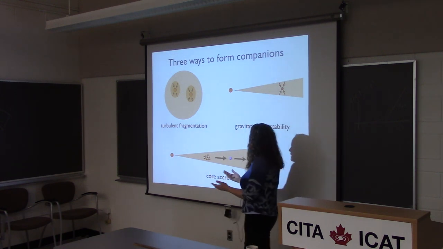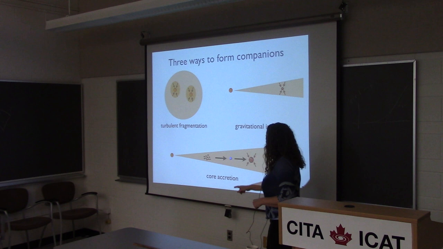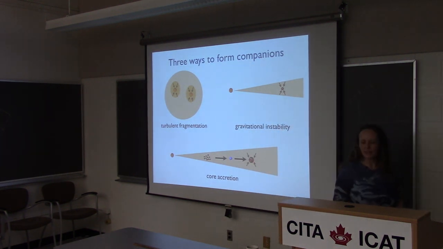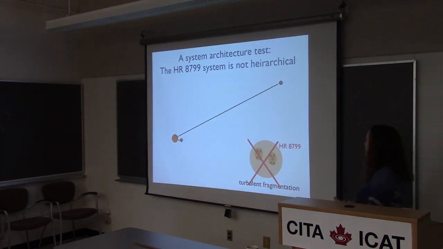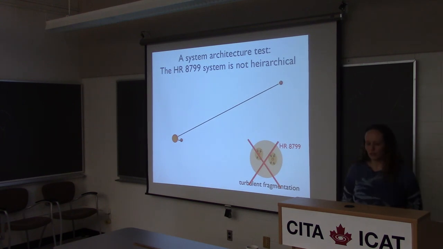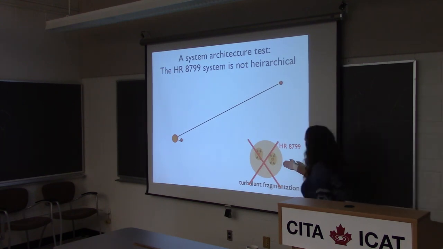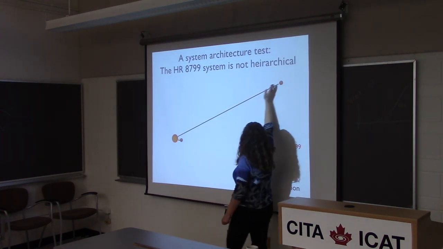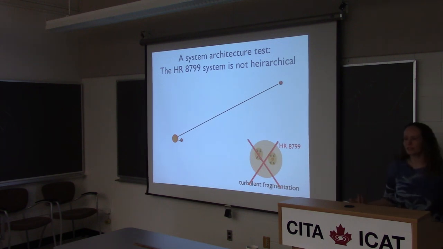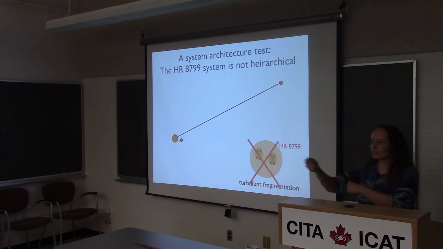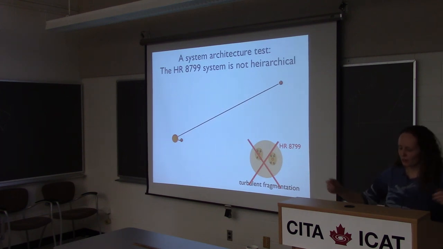So you have solid material, it collides, it grows from dust all the way up to something very large, approximately the size of Neptune or a little smaller, and that allows you to accrete a massive envelope. All right, so for this system, I think that we can just cross off turbulent fragmentation without further thought, because when you look at stellar multiple systems, they usually look hierarchical. They look something like this. You'll have two stars orbiting each other and another one at a very large distance. And HR 8799 instead looks like a primary mass in the center with smaller objects on concentric orbits. So the architecture just doesn't look right.